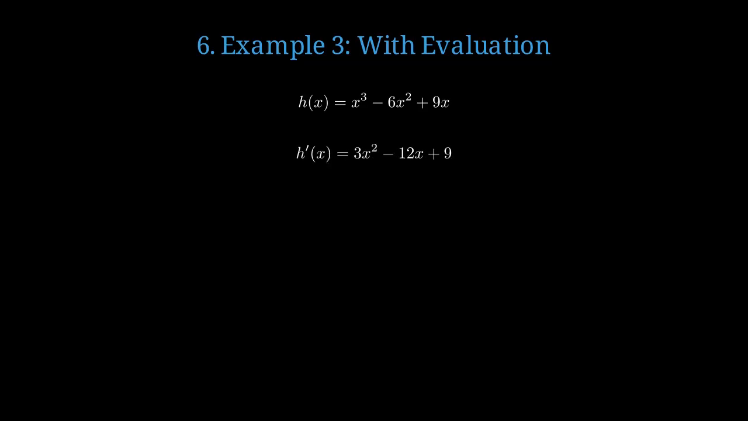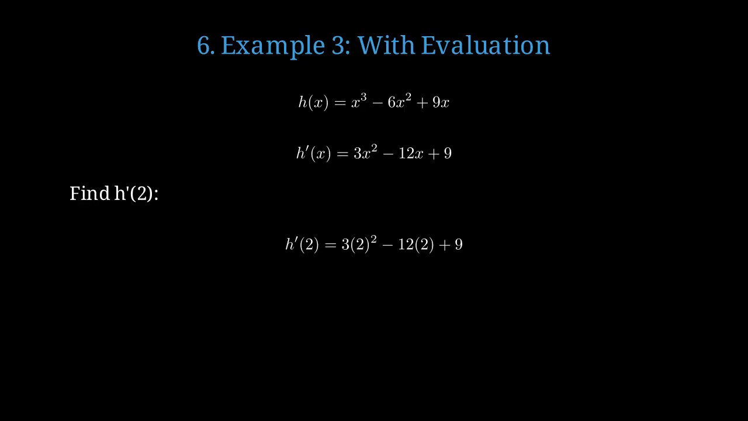Now let's find a derivative and evaluate it at a specific point. Consider h of x equals x cubed minus 6x squared plus 9x. The derivative is 3x squared minus 12x plus 9. Let's evaluate this derivative at x equals 2.